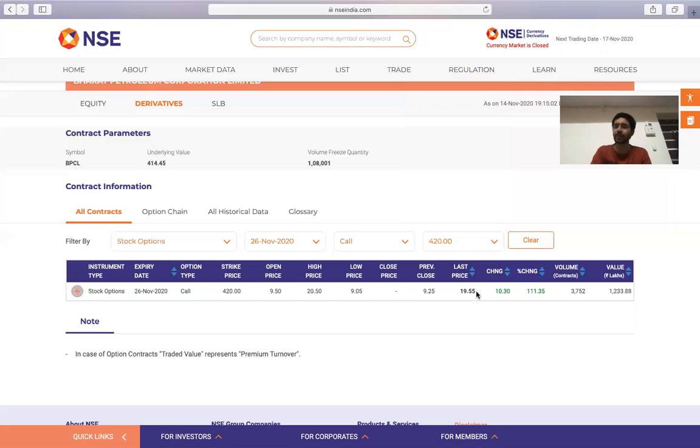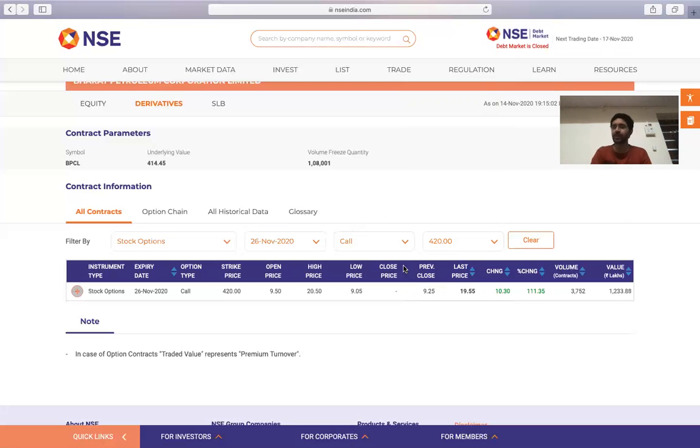If you see, the price of this is only 19 rupees or 20 rupees. The 400 call option had a price of 29. The 420 call option has a price of 19. There's a difference of about nearly 10 rupees, right? And this is actually ceteris paribus. We are holding everything else constant. By everything else constant, I mean we've not changed the expiry. We're looking for the same call option and the same underlying, which is BPCL.